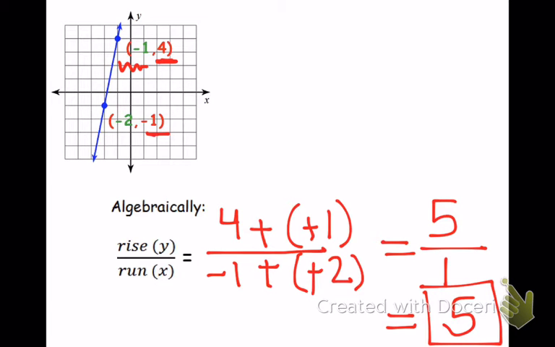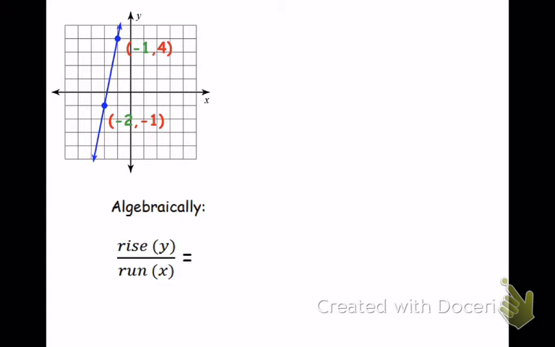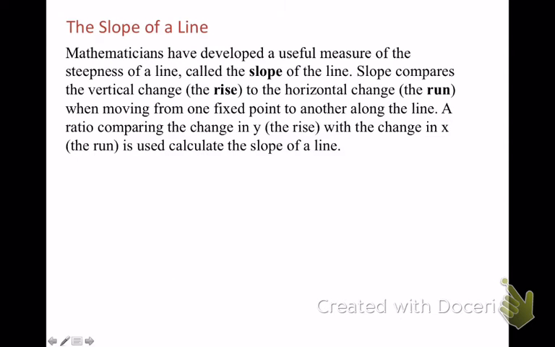So just to end the notes now, just a quick summary of what slope is all about and the whole purpose of it. Mathematicians developed a useful measure of steepness of a line. They called it slope. Slope compares the vertical change, which is the rise, with the horizontal change, which is the run, when moving from one point to another. So it's pretty much a ratio comparing the changes in both directions, and that's how we calculate slope. So now go ahead and work on your practice pages. Good luck.